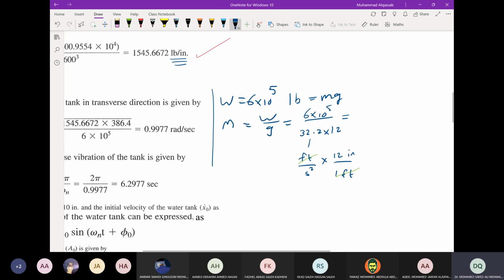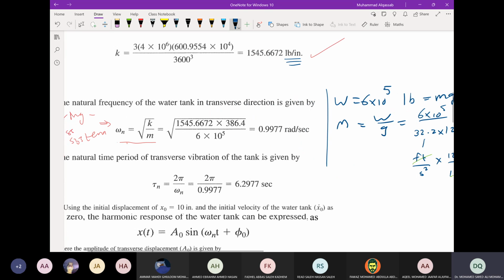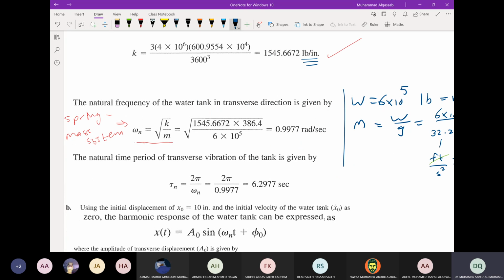Okay, so this becomes 6 times 10 to the power 5 divided by 386.4. And in the equation for omega n, we divide by m. M is W over G, or you can multiply by G here, K multiplied by G. So it is 1545.6672 times 386.4 divided by 6 times 10 to the power 5. We get omega n equal to 0.9977 radian per second, which is almost 1 radian per second.